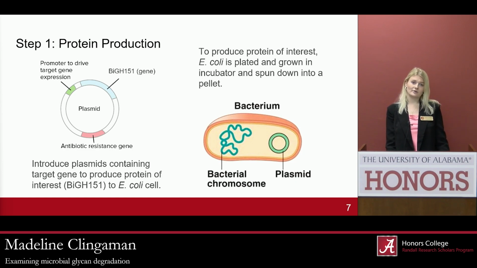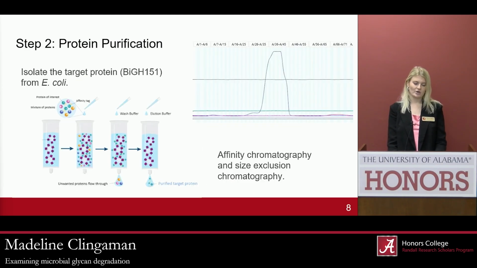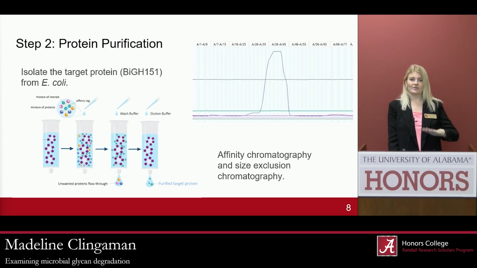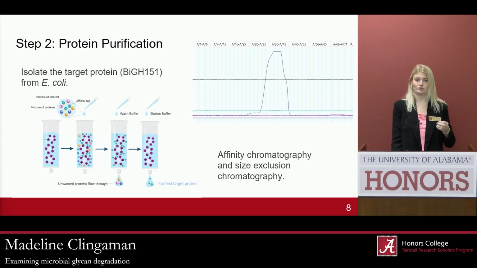An advantage to recombinantly producing protein is the ability to engineer affinity tags on this protein, which can help with the purification process. The first step in purifying the protein and making sure you have protein that you can work with is doing affinity chromatography. Essentially, the affinity tag that's been engineered onto the protein binds to resin that's in a column, and everything else, all the contaminants such as E. coli and all of the other contaminants, flow through the column, and you're essentially left with the protein of interest, in this case BIGH151.